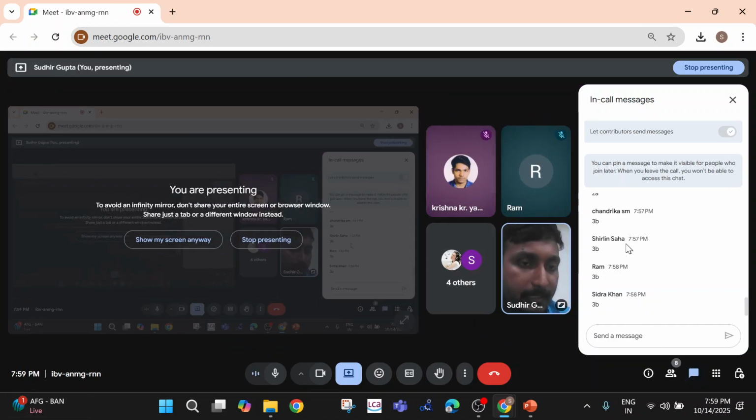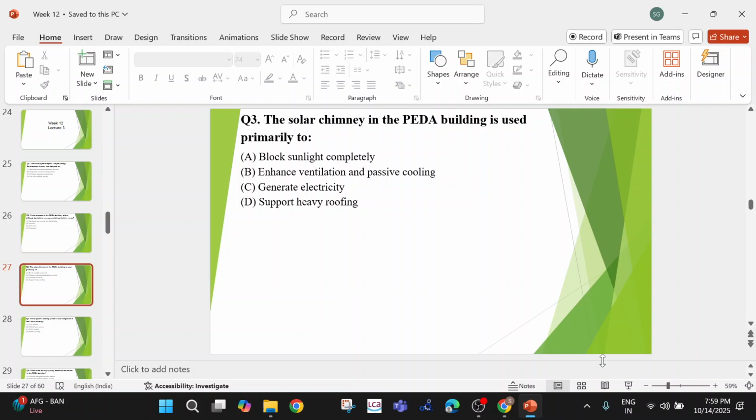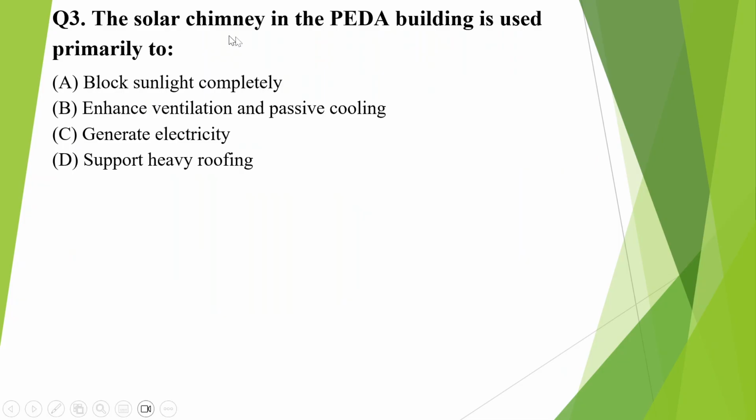Yeah, as I can see, Chandrika was first to answer. She has again come into action, leading today's problem solving session. And Shilin, Ram, Sidra, all of you have answered, and all of your answers are going towards option B, and it's good. I'm happy to share with you all that all of you are absolutely correct.